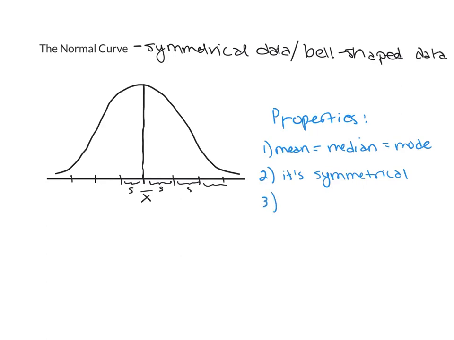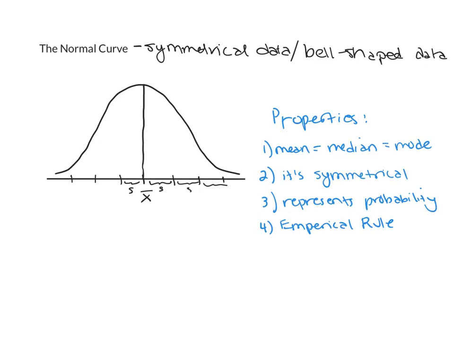Third, it represents probability. Now we're going to get more into this in a later video, but it will eventually start to mean to us a way of talking about the probability of something occurring. Fourth, we can apply or use something called the empirical rule. Now this one is a significant rule.